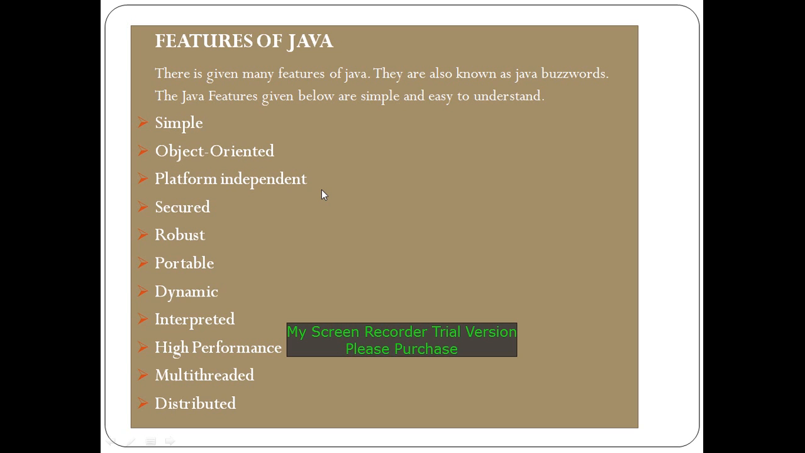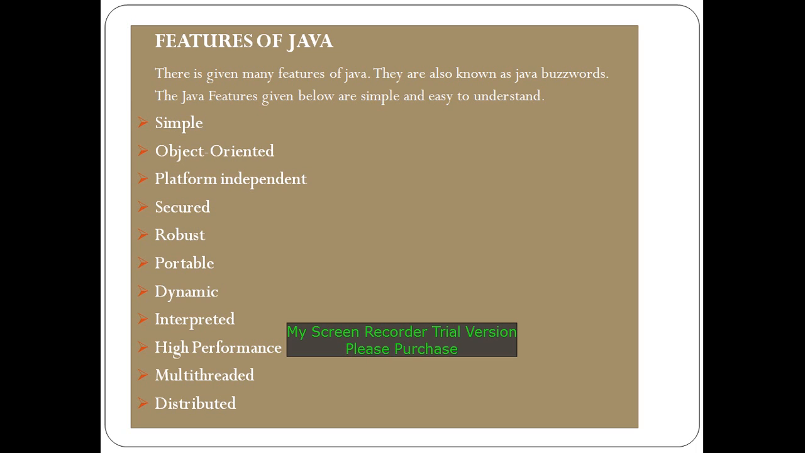And it is platform independent. Platform independent means the software or the instructions should be executable on any operating system. There are different kinds of operating systems, examples like Windows, Linux, Mac. So Java can be used on all operating systems. How Java is platform independent, we will see in later classes.